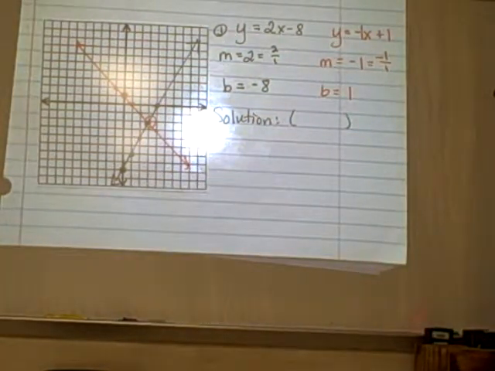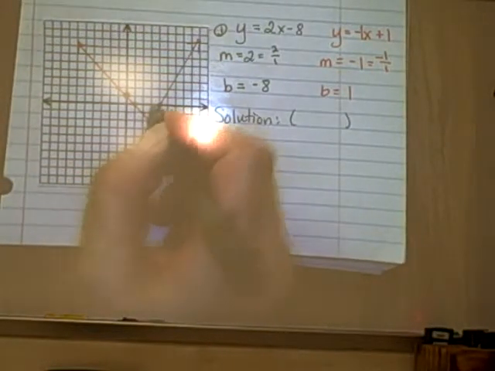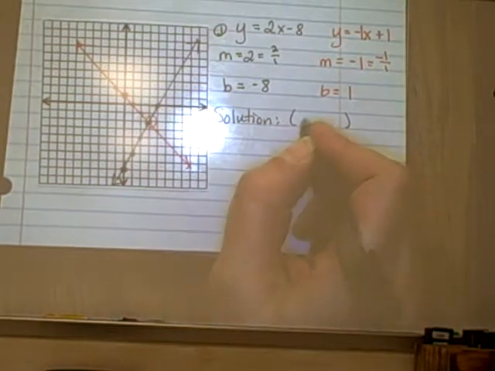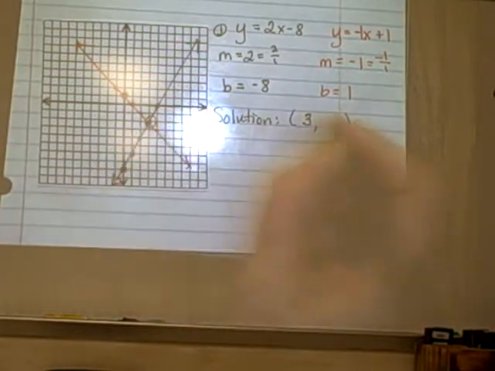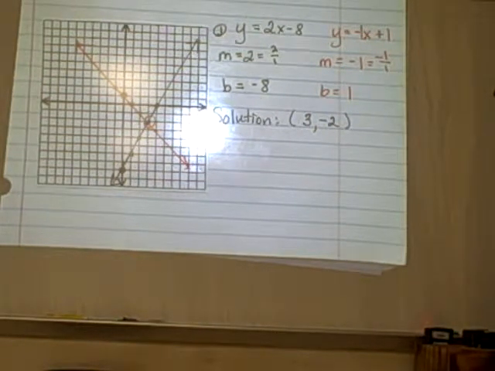Once you know where they cross, you just need to write the solution. So what's that point? +3 and down to -2. That's the solution. So that's where those two cross. That's all you need to know. You're done once you've figured that out. Everybody got that one?